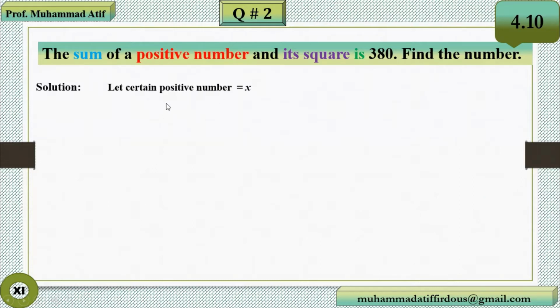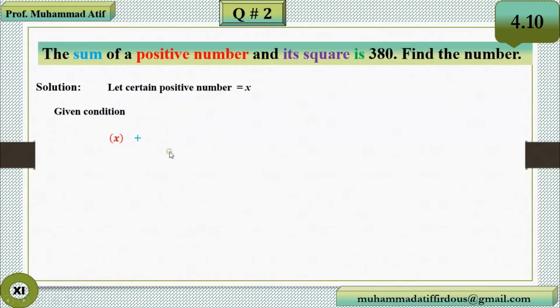Again, focus on this specific word. It's a positive number, not a negative number. So let's say the certain positive number is equal to x. According to the given condition, the sum of a positive number and its square. So the positive number is x. Sum means addition: x and its square.